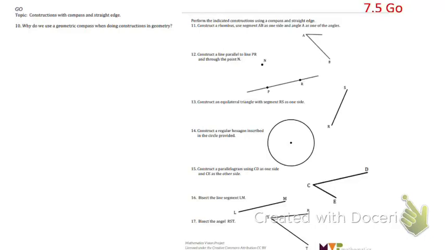In the 7.5 Go, you're going to be doing some constructions. Now, the first question they're asking is why do we use a geometric compass when you do constructions in geometry? What's the purpose of a compass? Well, it's not really just to draw circles. What are we doing when we're drawing circles? It's actually measuring. The compass is actually a measuring tool.